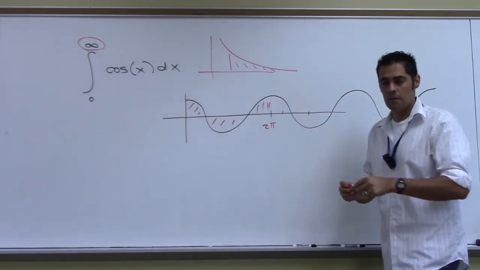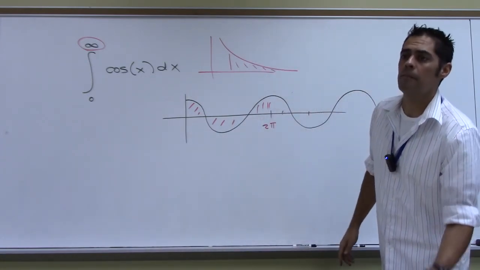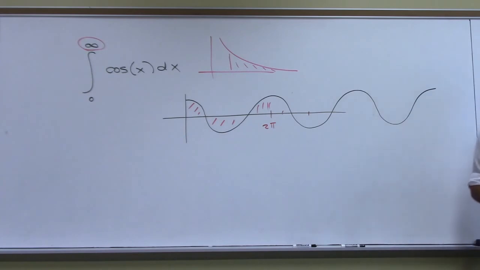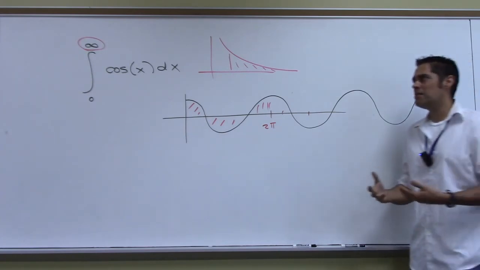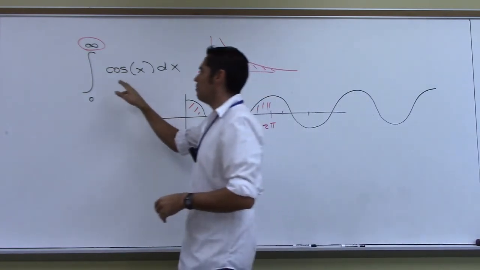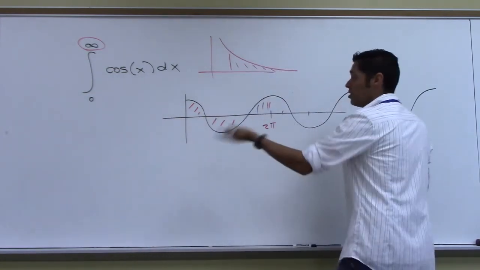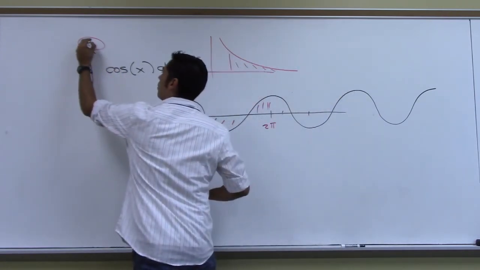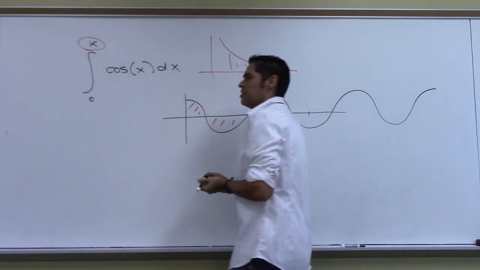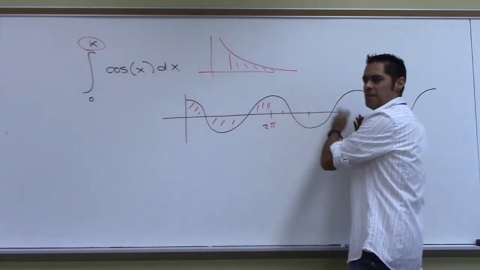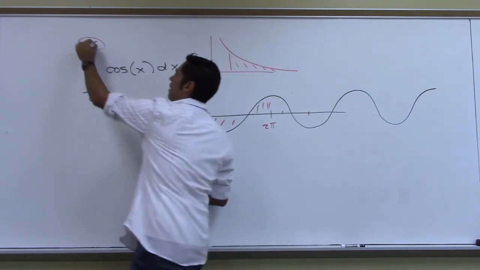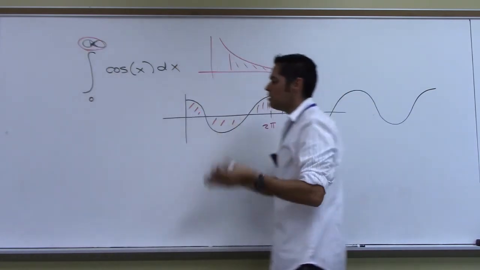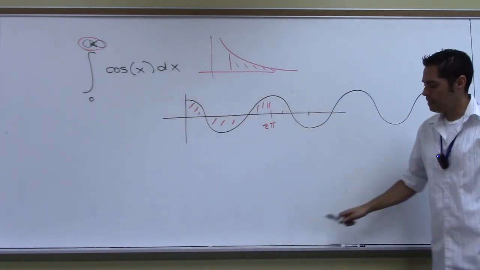For every multiple of 2 pi, it converges to 0? Well, no, because convergence requires that we don't just pick certain places. You could say that this integral, let's call it k, is equal to 0 whenever k is a multiple of 2 pi. But if you change it to infinity, it's either going to converge or diverge. It's one or the other.